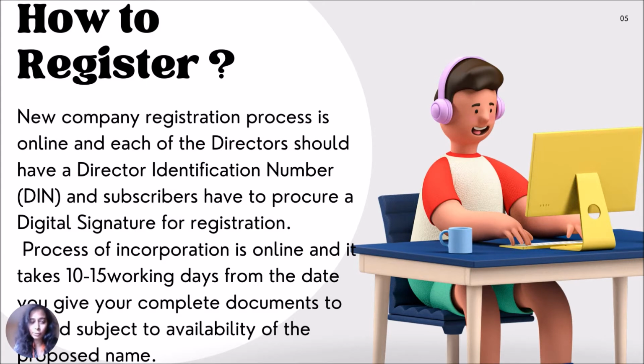Now, the new company registration process, or the private limited company registration process, is entirely online at present, and each director should have a Director Identification Number, that is DIN, and the subscribers. The subscribers are people who are the members of the company who are going to purchase the shares of the company. They have to procure a digital signature for registration. The process of incorporation, as I said, is online and it takes 10 to 15 working days to incorporate a private limited company, subject to availability of your proposed name.